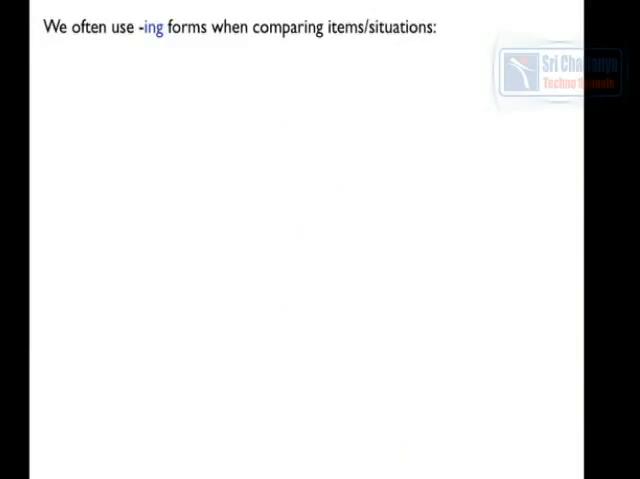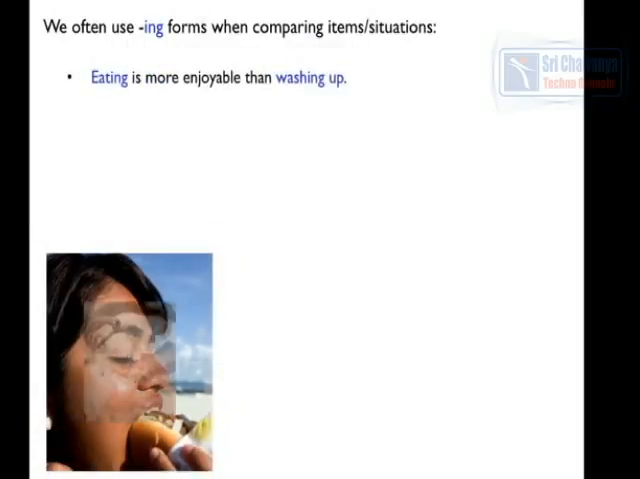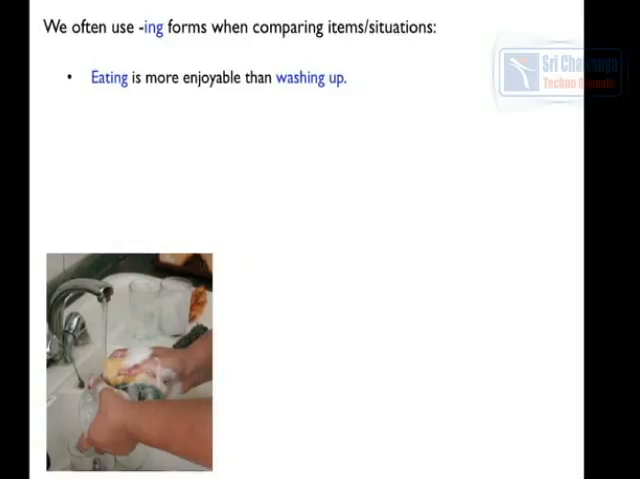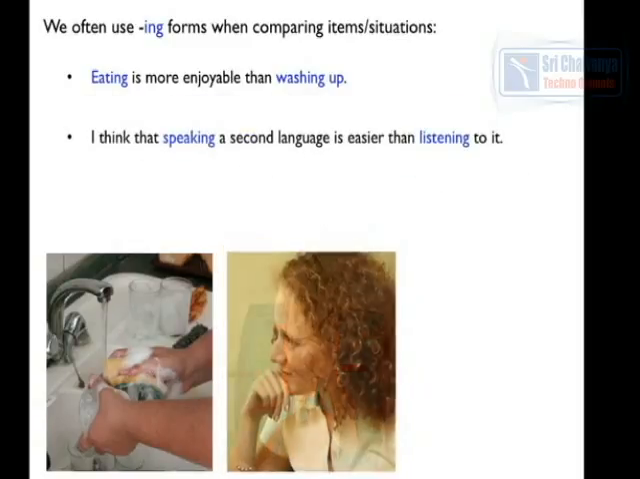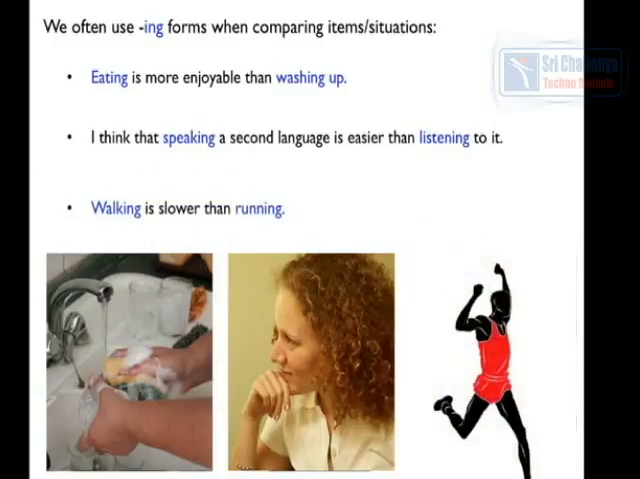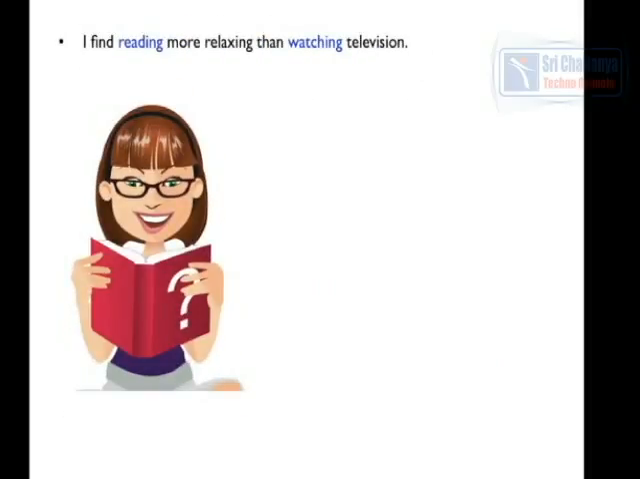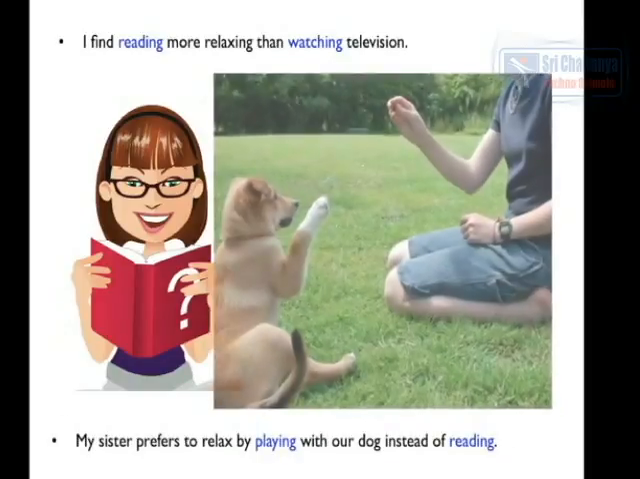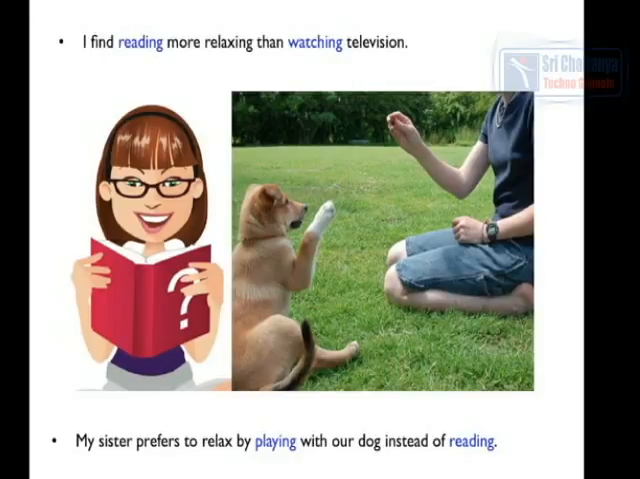We often use ing forms when comparing items and situations. So we can say, eating is more enjoyable than washing up. I think that speaking a second language is easier than listening to it. Walking is slower than running. I find reading more relaxing than watching television. My sister prefers to relax by playing with our dog instead of reading. Again, using the ing forms to make a comparison.